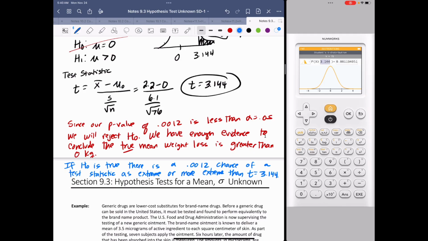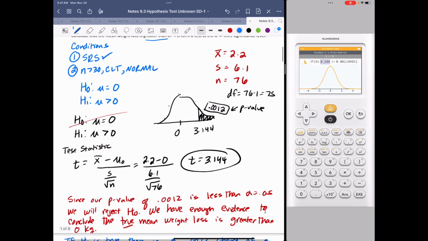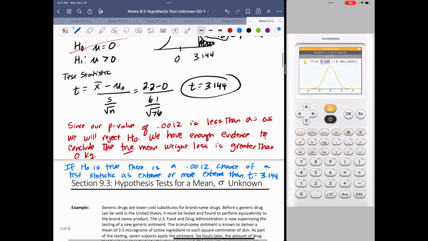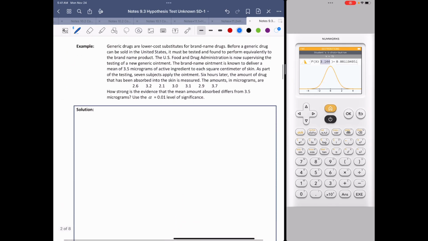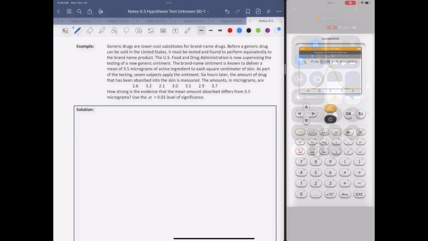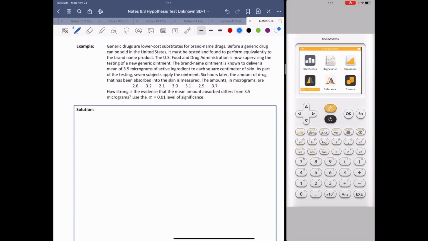All right, and like I said, in the next problem, we're going to move away from the math and we're going to move towards the calculator. So what I want you to do, everyone pause your video and read this problem, please. To start this problem, we're going to go to the calculator and we're going to input our data into our list. So go to statistics and input your data.